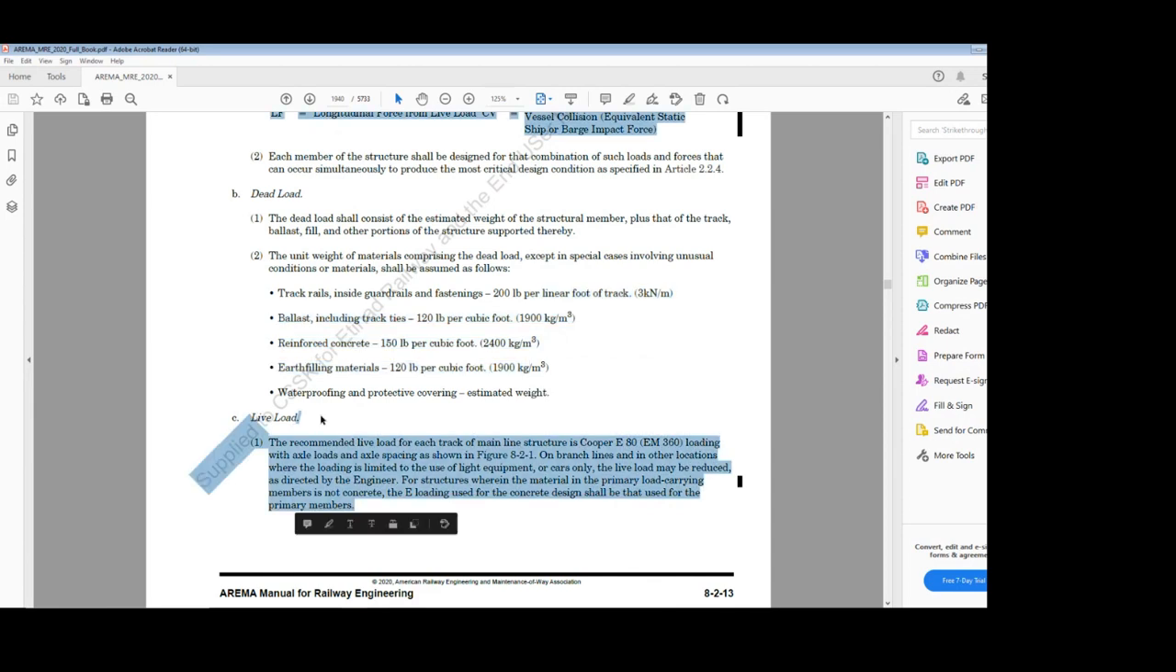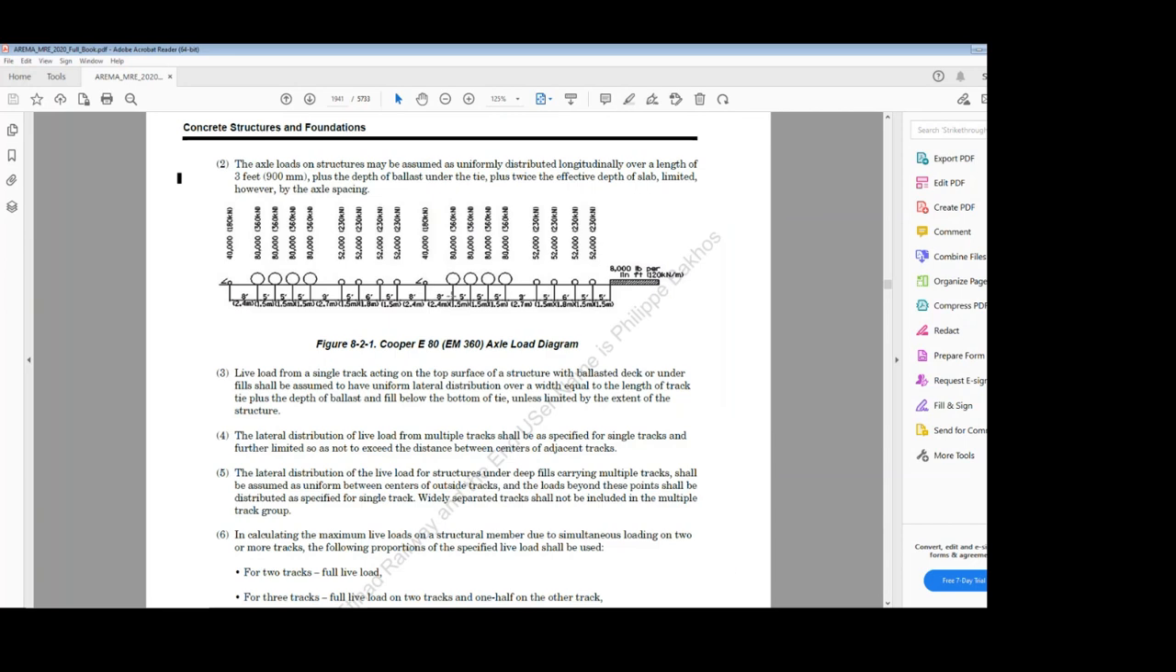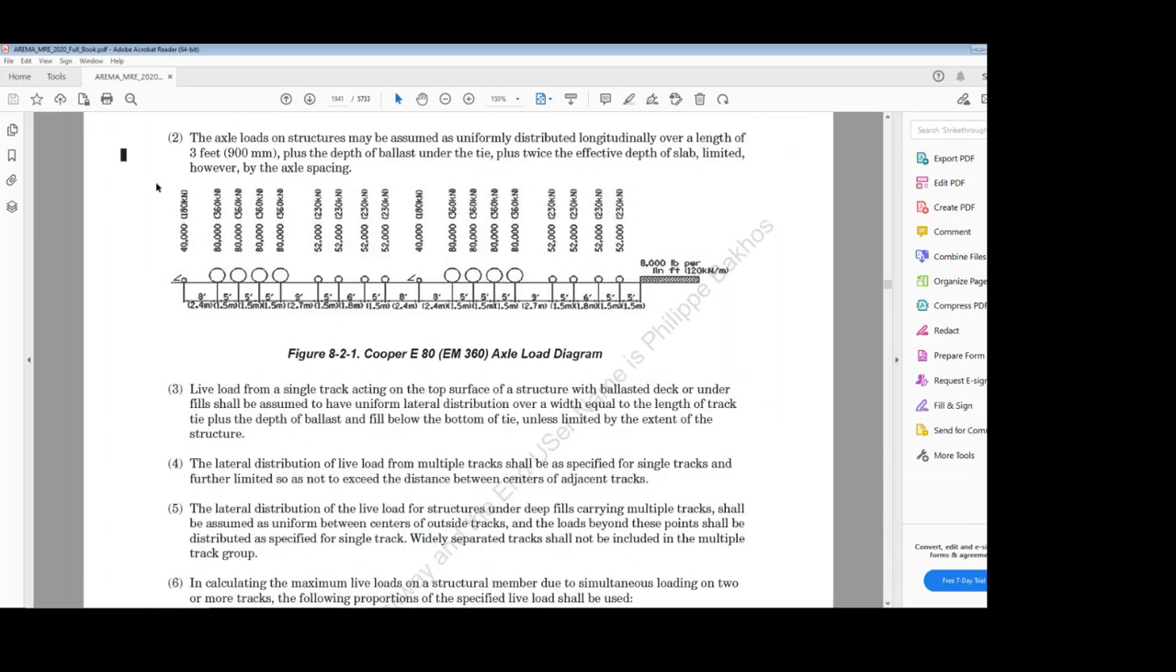Now, the most important part is live load. In live load, they have given one train in AREMA. This is basically a Cooper. The name of this train is Cooper. The 80 stands for the maximum axle load in the FPS system, and 360 is the same maximum axle load of this Cooper train, but in the metric system. This is what we use in our design, in kilonewtons and meters.